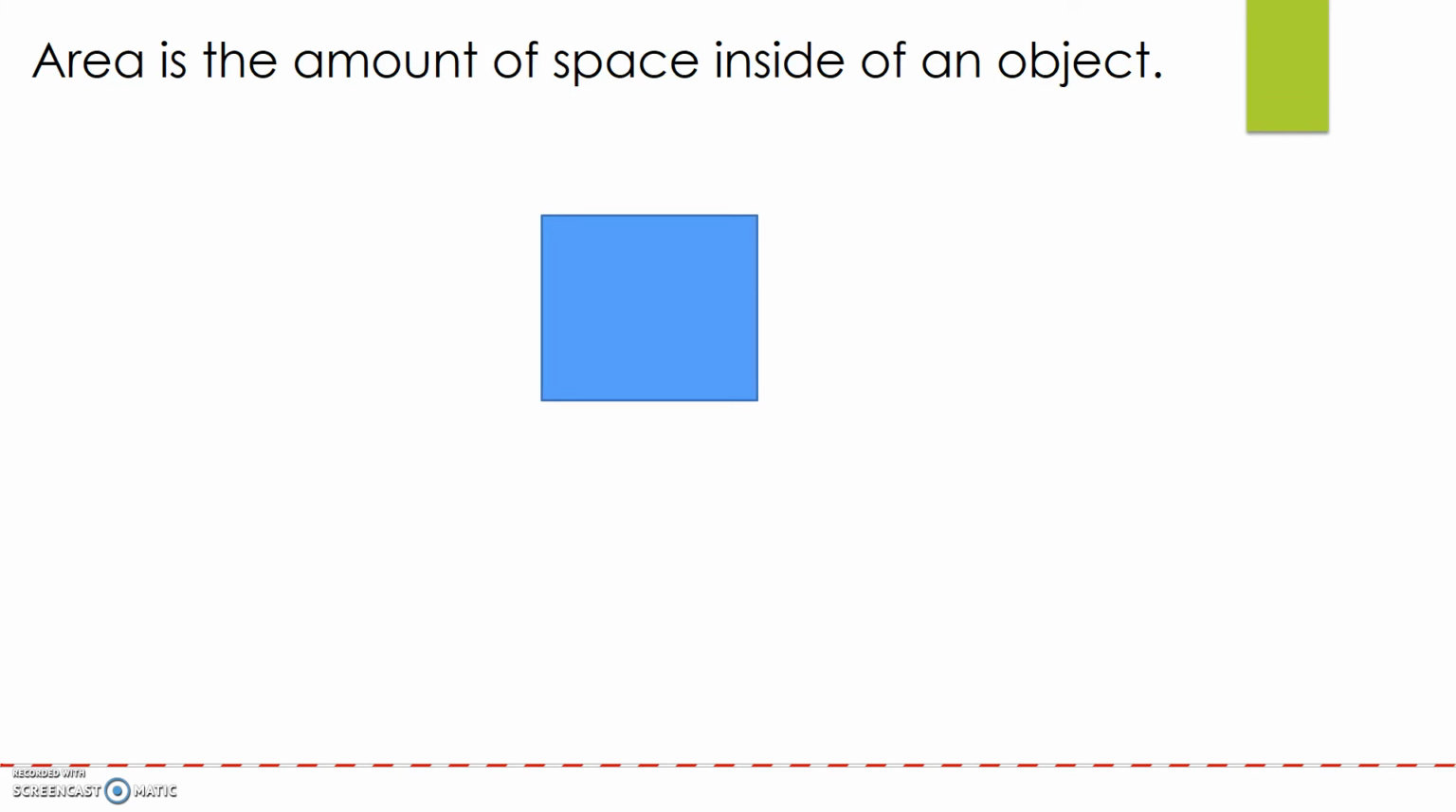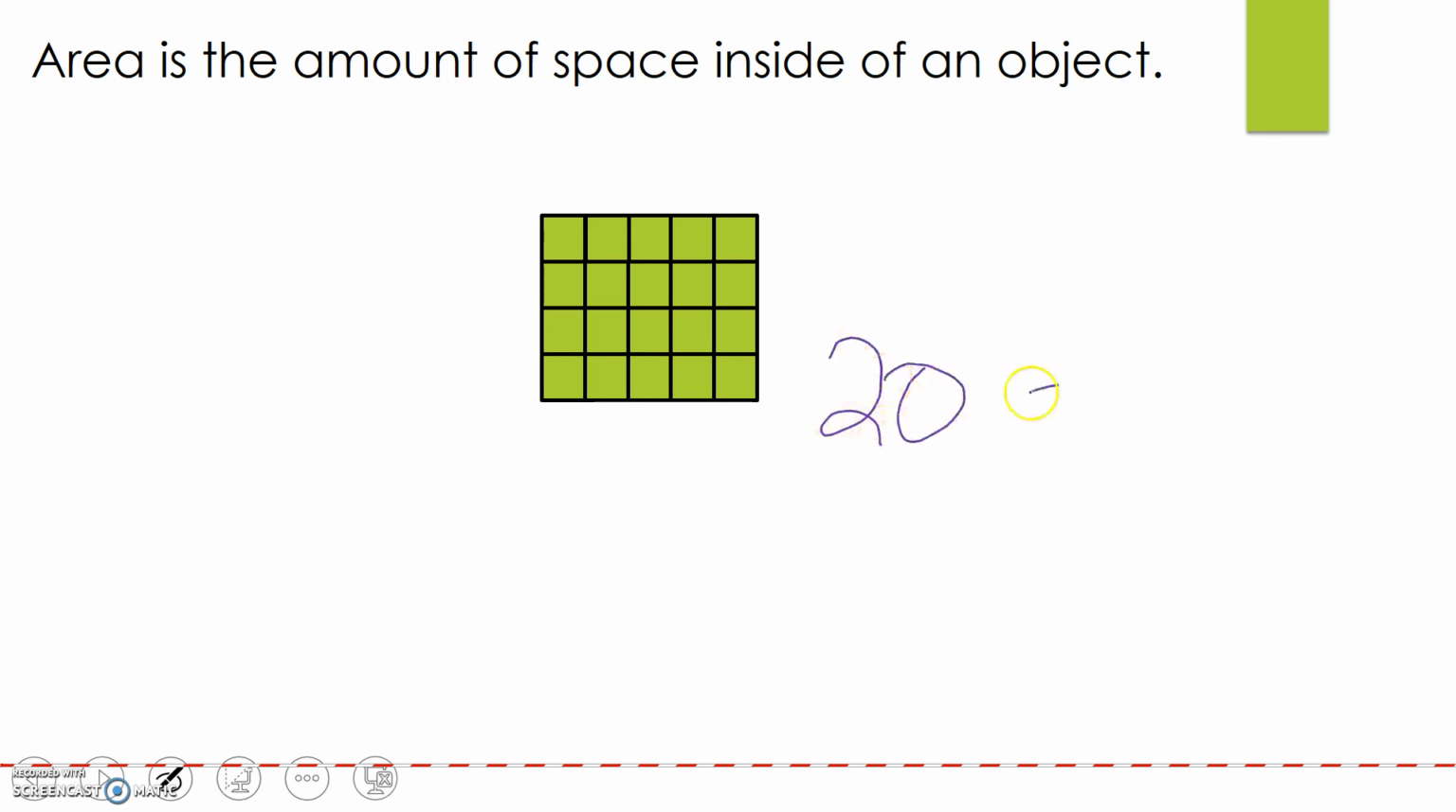So if I have this rectangle, and I want to know what's all on the inside of my rectangle, I'm going to fill it up with some squares, and I'm going to see how much space is inside of this object. So I've got 1, 2, 3, 4, 5, 6, 7, 8, 9, 10, 11, 12, 13, 14, 15, 16, 17, 18, 19, 20. So inside of my rectangle, I have 20 square units.